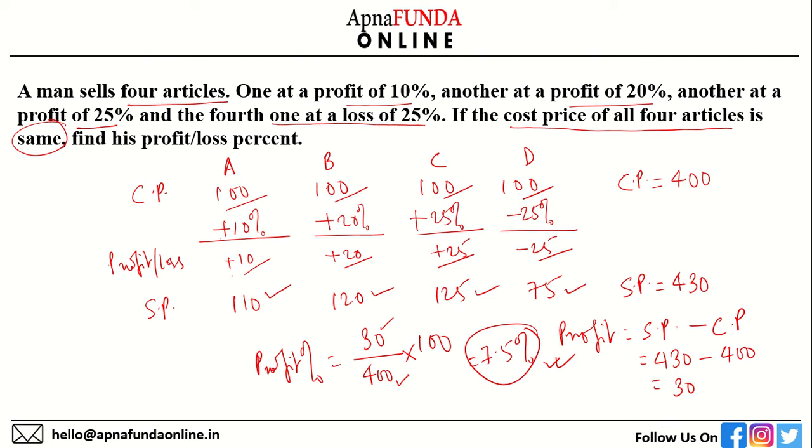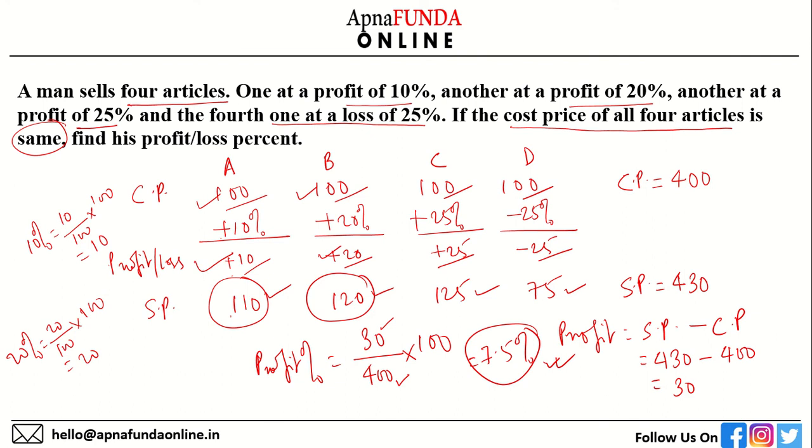I'll just show you the first case. 10% will mean 10 by 100 into 100, which will give me 10. So the final value will become 100 plus 10, so I'll get 110. Similarly, 20% of 100 will mean 20, so 100 plus 20 will give me my final value as 120. I hope you have followed this.